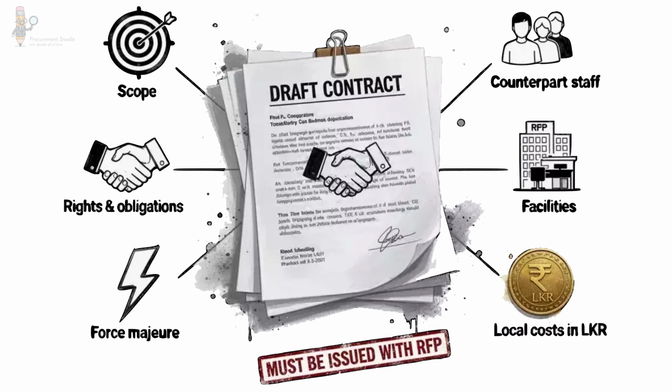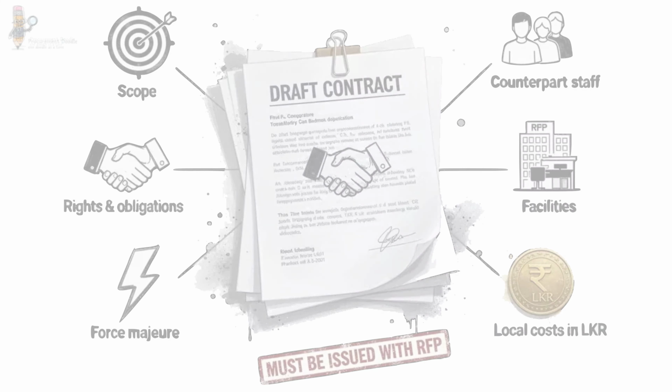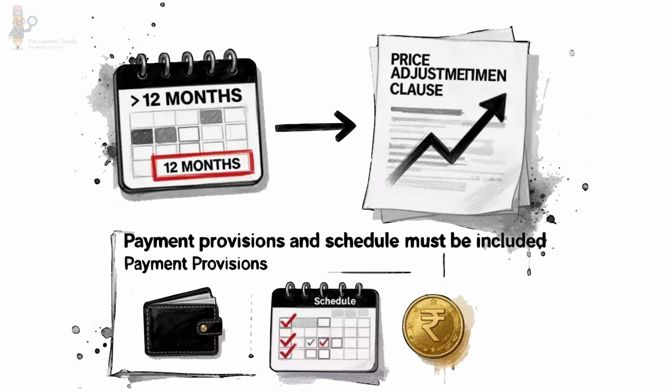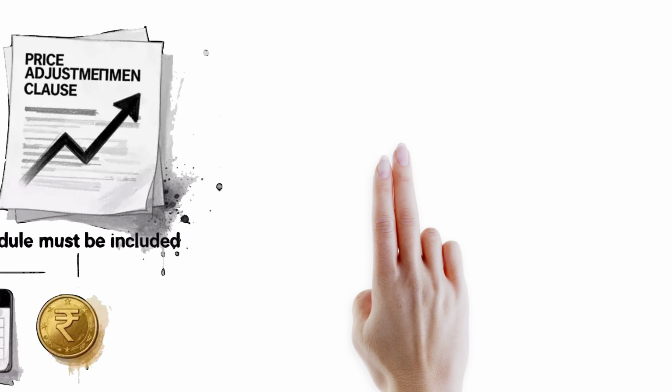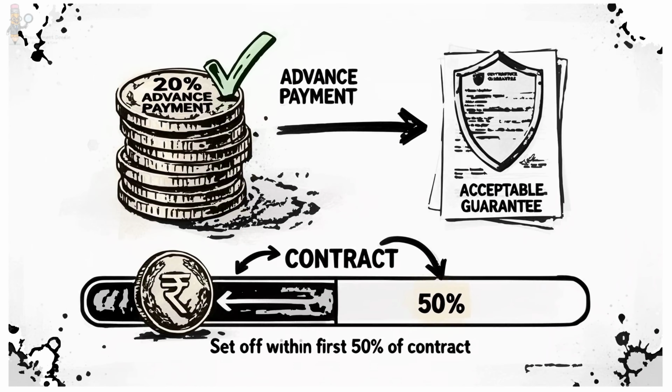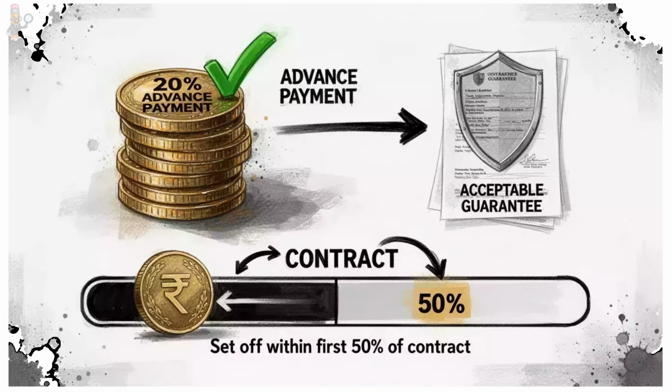It must clearly define scope, rights, obligations, counterpart staff, facilities, force majeure, and local costs in Sri Lankan rupees. For contracts longer than 12 months, you can include price adjustments for inflation. Payment provisions and schedule must be included. Advance payment up to 20% is allowed, but only against an acceptable guarantee, and it must be set off within the first 50% of the contract.